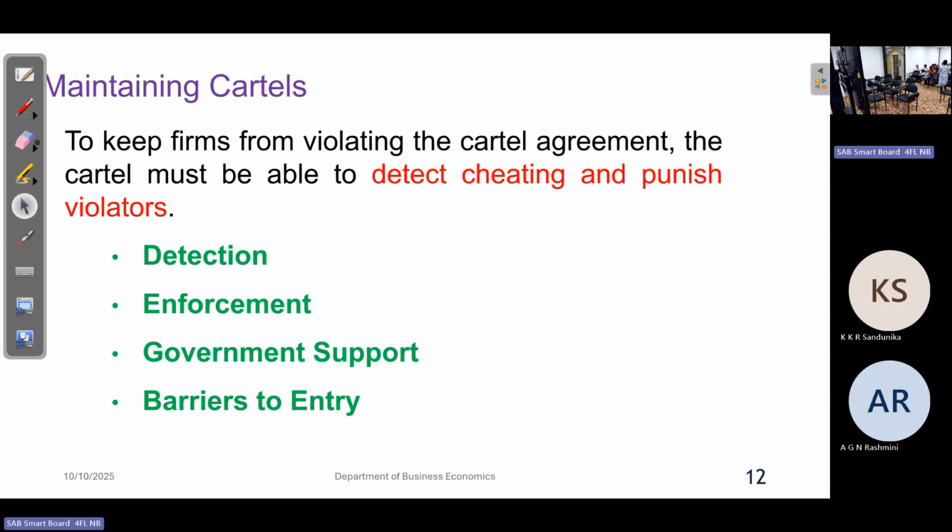Understood? Okay. So if I ask a question in the exam, why the cartel is said to be not effective in terms of economic welfare, you should be able to answer it.